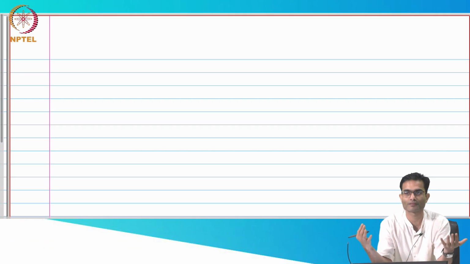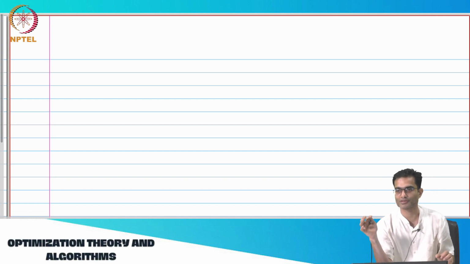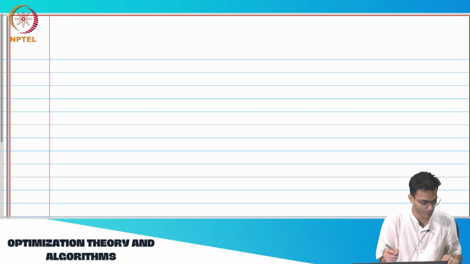Many of you would have heard the name for this theorem. They're called KKT conditions, Karush-Kuhn-Tucker conditions, right? So I'm sure you've come across this name in many papers. So let's take a dig at this.